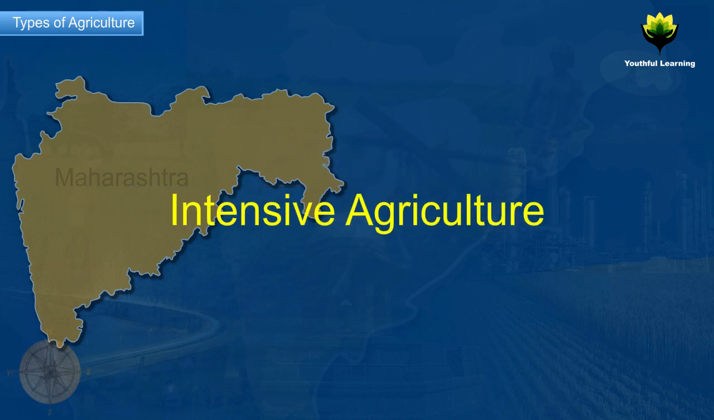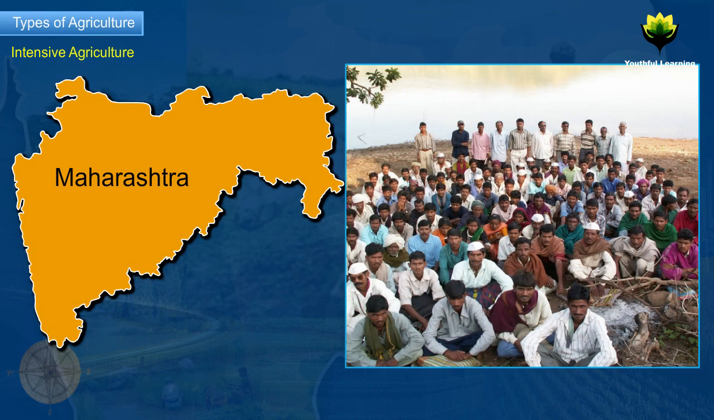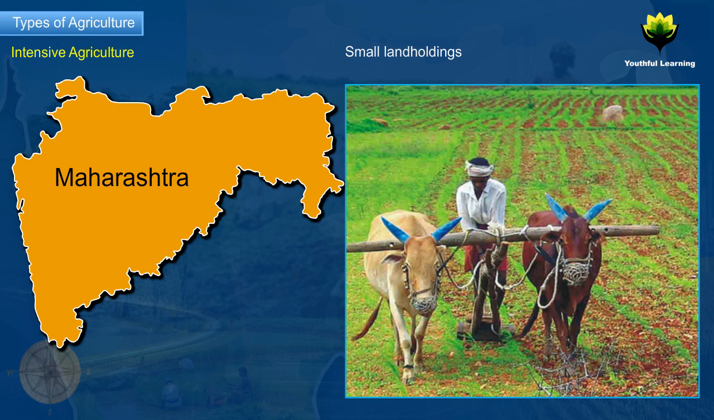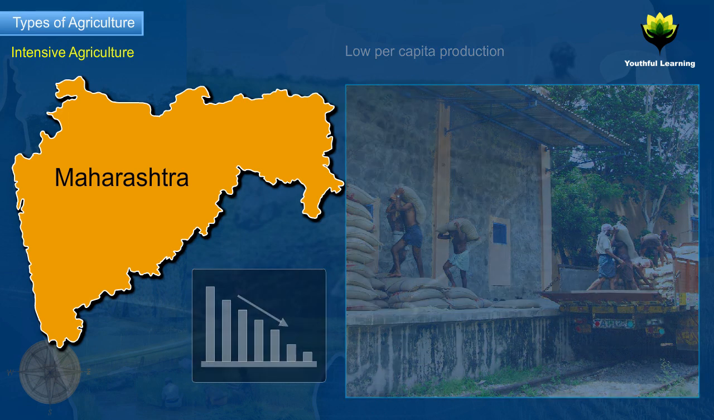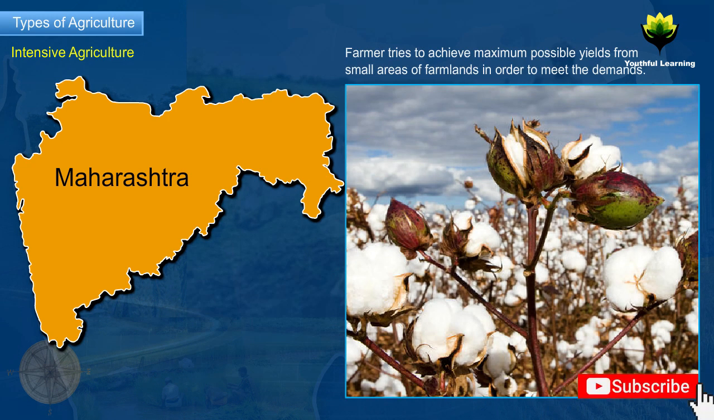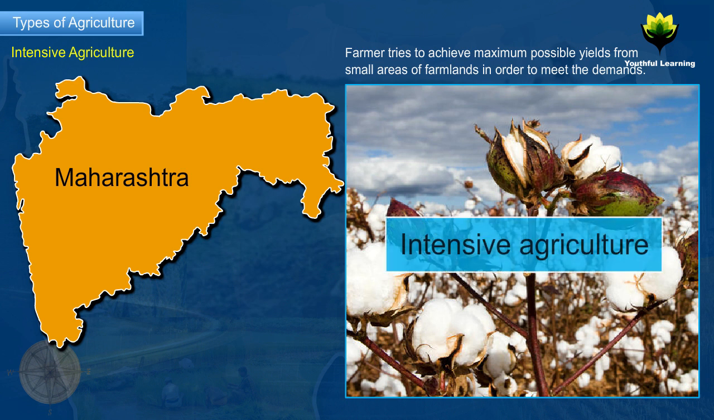Intensive agriculture. A high population leads to farmers owning small land holdings. This high pressure of population leads to low per capita production. So, the farmer tries to achieve maximum possible yields from small areas of farmlands in order to meet the demands. This is known as intensive agriculture.